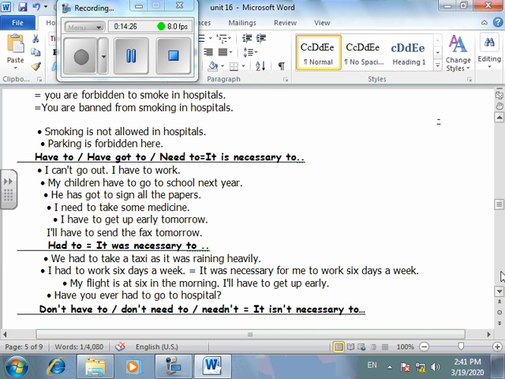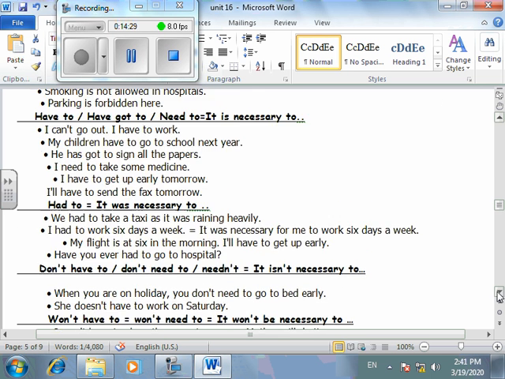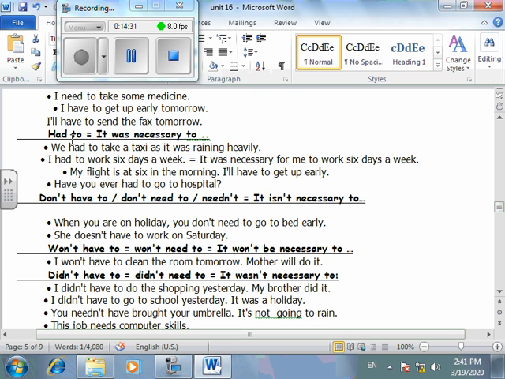What about had to? Yes, I can hear you. Had to is the past of have to and has to, and at the same time we cannot use must in the past. It is only had to. It means it was necessary to do it. We had to take a taxi. We had to take a taxi as it was raining heavily yesterday, for example. We cannot say we must take a taxi.